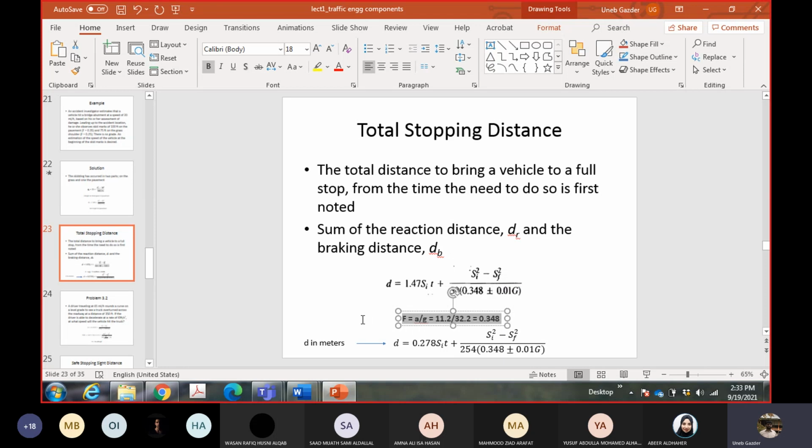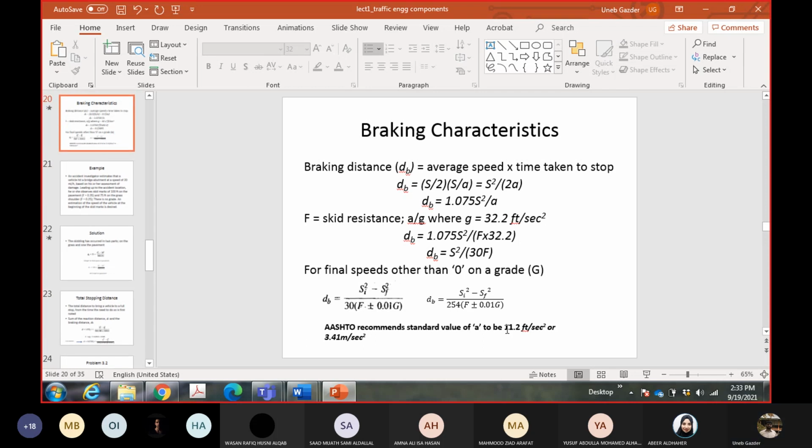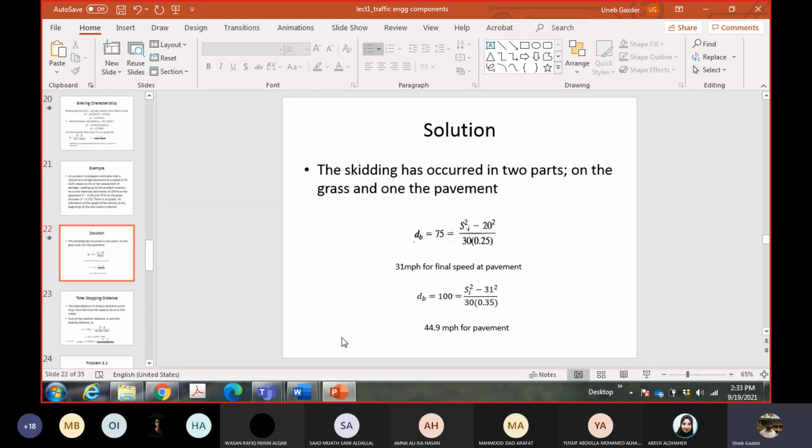Okay, F is A upon G, where G is the gravitational constant and A is the deceleration rate. I told you in the previous class, there is an AASHTO recommended deceleration rate, which is 11.2 feet per second squared, or 3.41 meters per second squared.